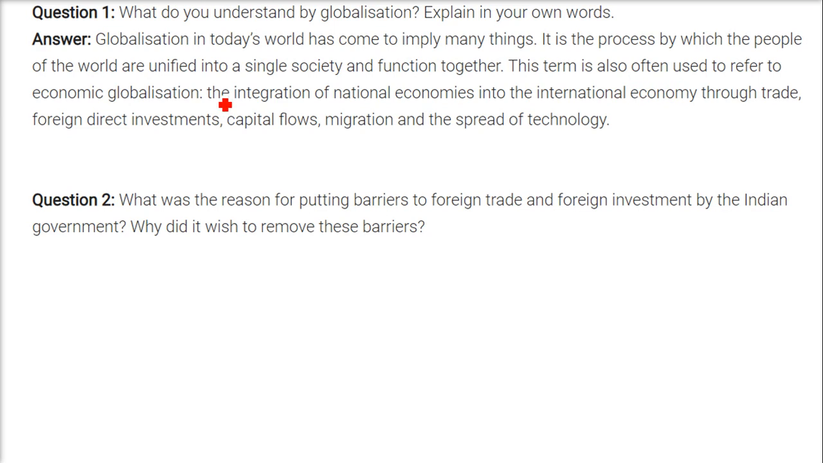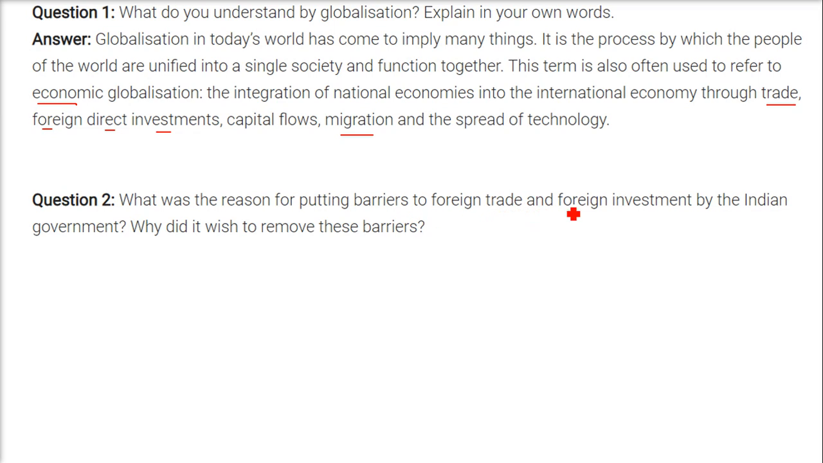This term is also often used to refer to economic globalization, because the main ingredient of this globalization is economy, that is trade, that is vyapar, export import. So it is the integration of national economies into the international economy through trade, foreign direct investment (FDIs), capital flows, migration of labor and people, and the spread of technology.